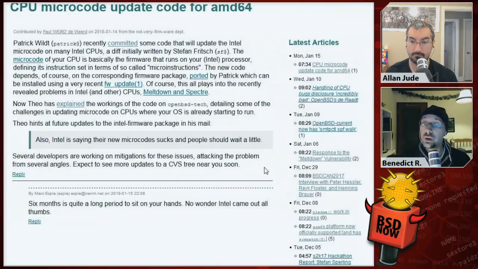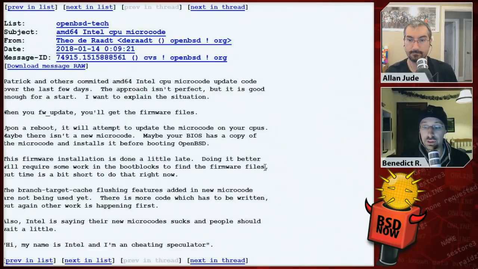Of course, this all plays into the recently revealed problems with Intel and other CPUs, like Meltdown and Spectre. We covered this, and Theo de Raadt has also explained the workings. We covered it on last week's episode. On OpenBSD tech, there is a big discussion, of course. They detailed some of the challenges in updating the microcode on CPUs where your operating system is already starting to run.